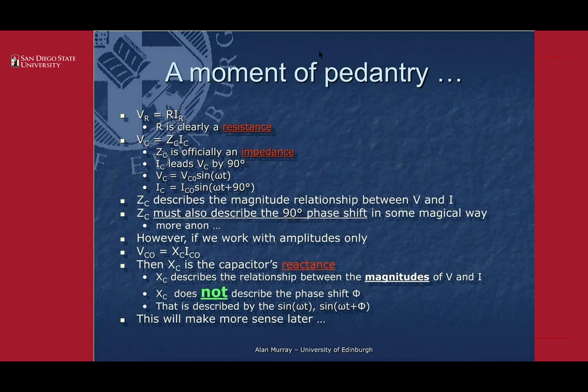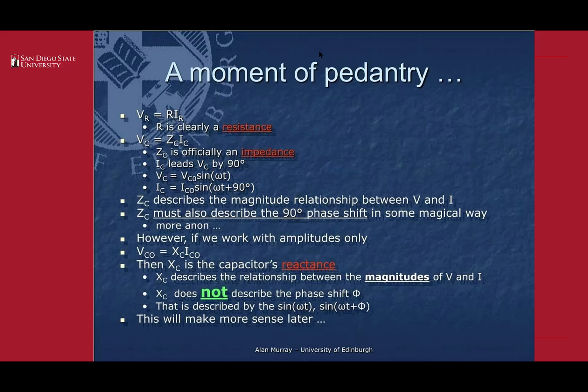For capacitors, the current IC leads VC by 90 degrees, and this makes VC equal VC0 times sin omega t, and makes IC equal IC0 times sin(omega t plus 90 degrees). ZC describes the magnitude relationship between V and I, and ZC must also describe the 90 degrees phase shift in some magical way.